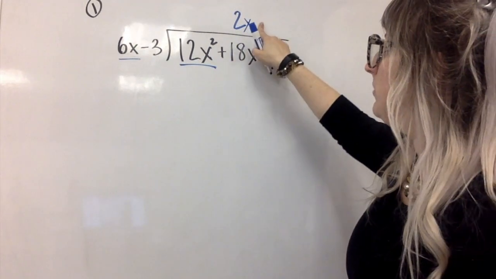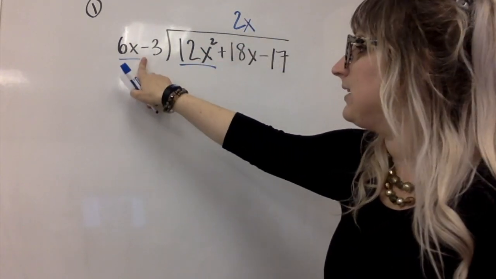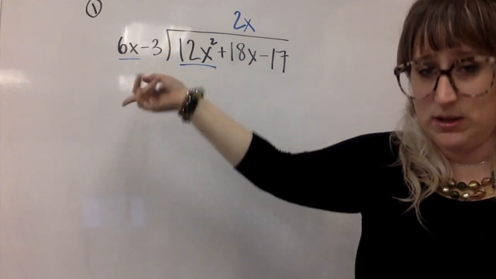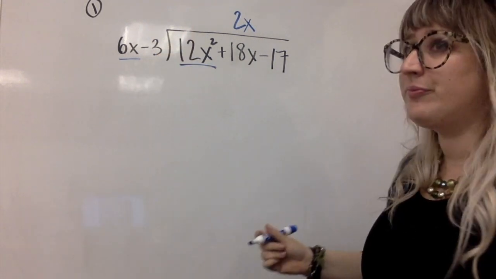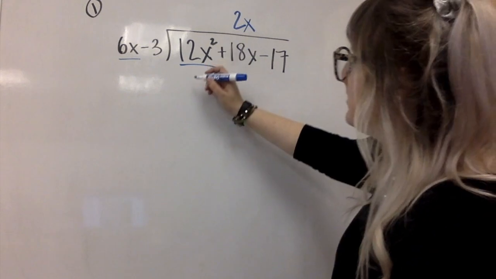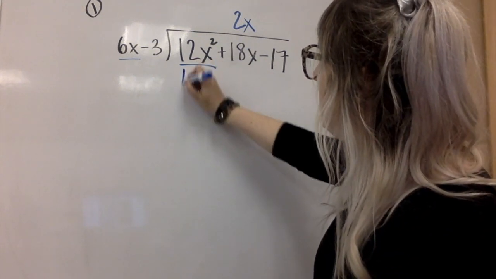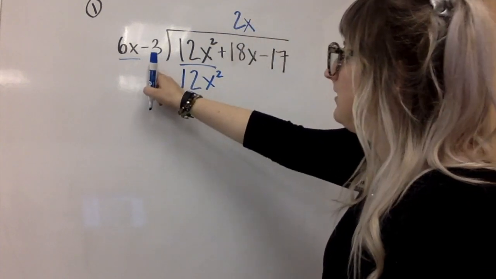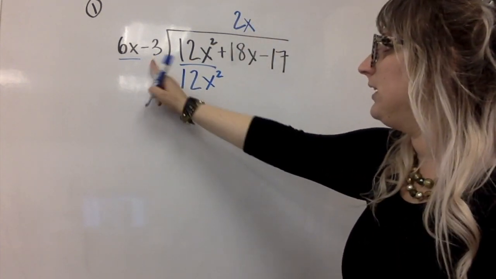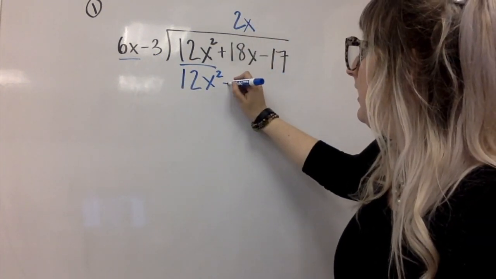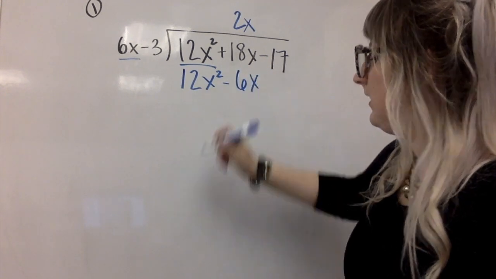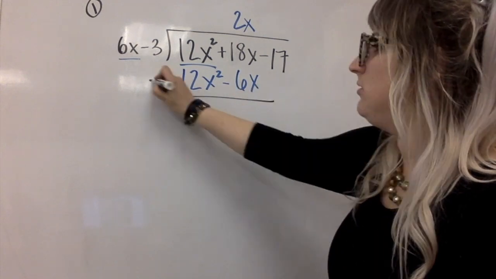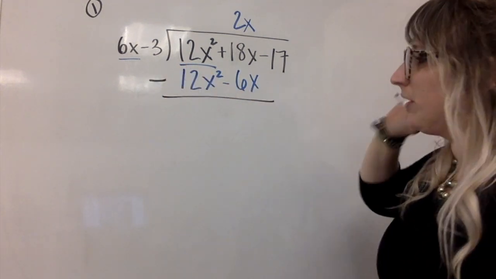So if I multiply the 2x times the 6x, since this is an expression, I need to make sure that I multiply the 2x times the negative 3 as well. So I go 2x times 6x, and I'm going to get 12x squared, and then 2x times the negative 3, and I'm going to get negative 6x. So just like normal division, what I would do is I would subtract those two.